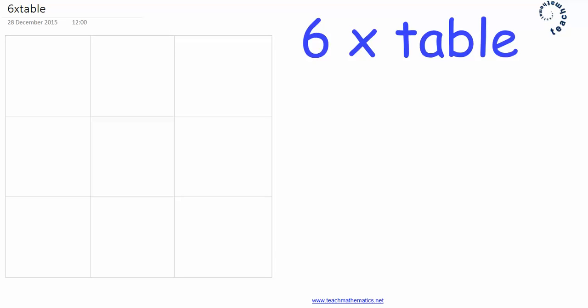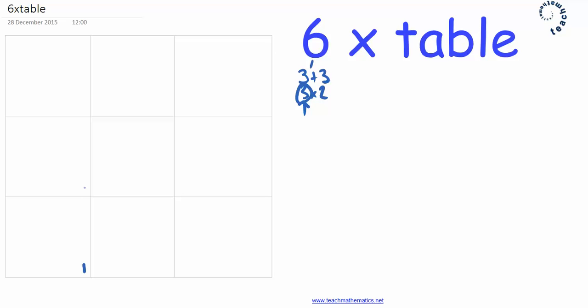3 goes into 6 twice. Exactly, so 2 3s. If I do 3 and add another 3, I get 6. So 3 doubled gives me 6. That's great. It means I can use the 3 times table method we saw in the previous video to work out a quick way of getting the 6 times table.